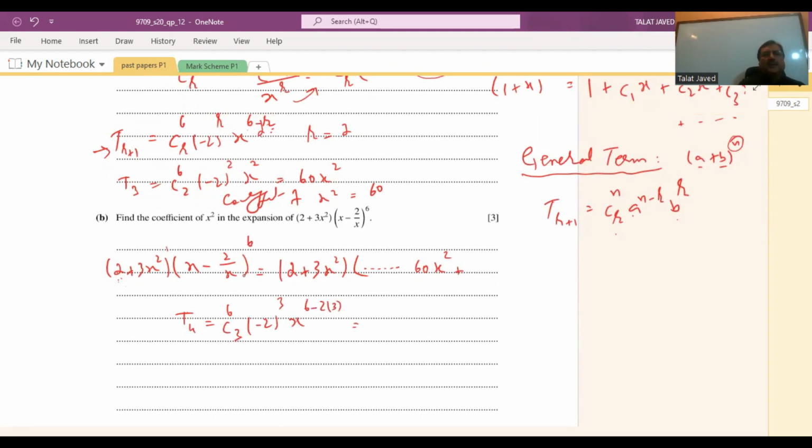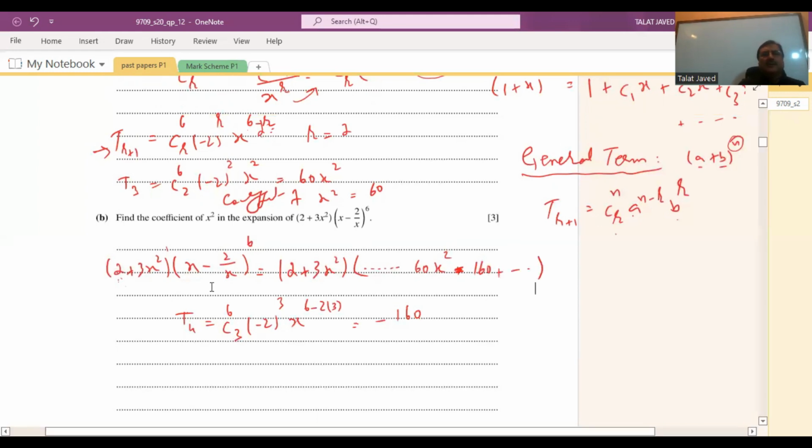6c3 minus 2 raised to power 3 x raised to power 6 minus 2 into 3. So this will be 6 minus 6 is 0. So this is 6c3 multiplied by minus 8. So this will be minus 160. So here we will get minus 160.